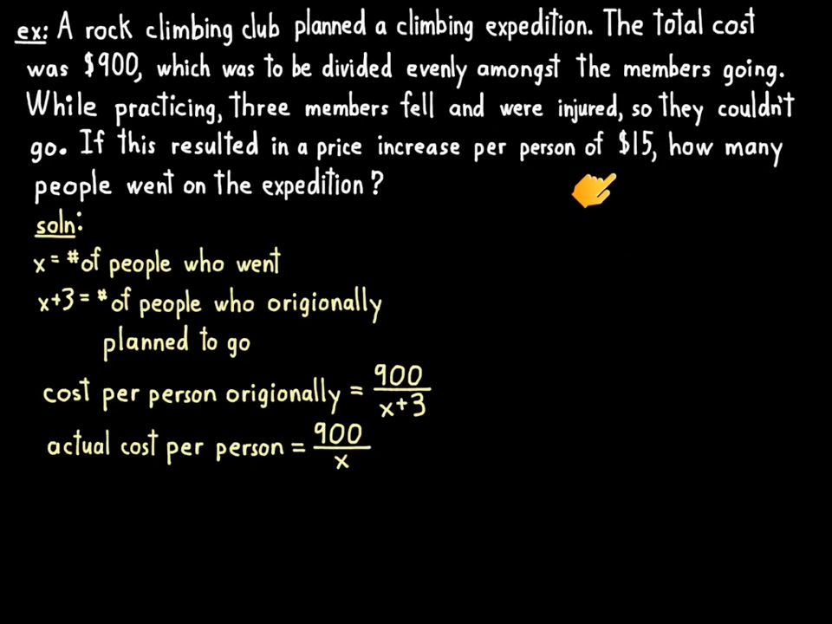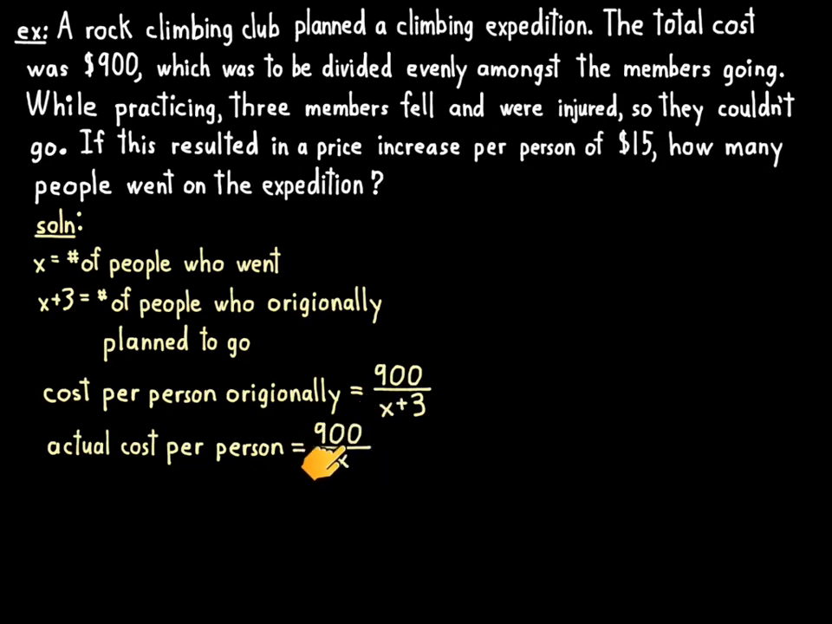This resulted in a price increase. It should be, right? 3 fewer people going should cost more. Of $15 per person. This is the cost per person originally. This is the new cost per person, which should be more, right? It's more because with 3 fewer people, each person has to pay more. So there's a difference of 15 between them.